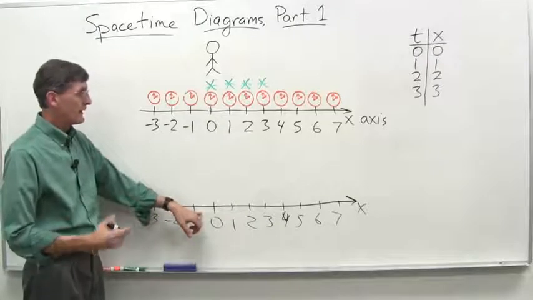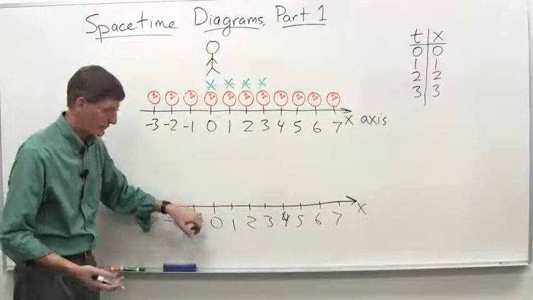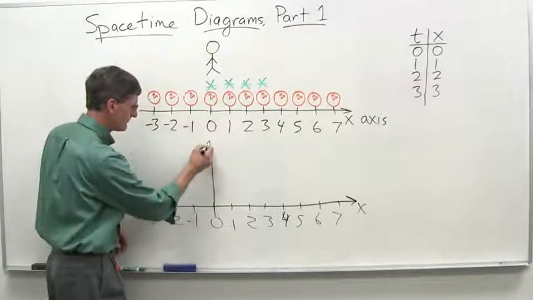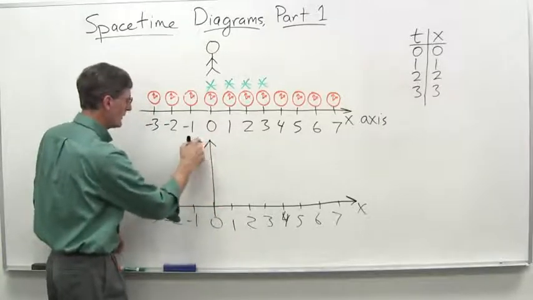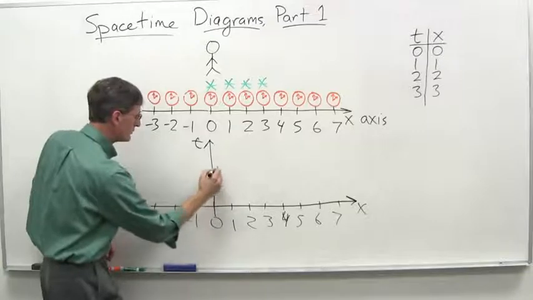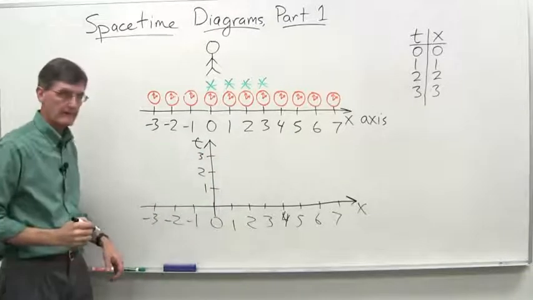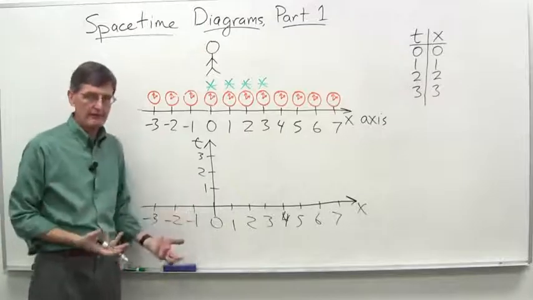And now we're going to add a time axis. Okay, and we're going to do it right along here at the origin. Time there. And do 1, 2, 3. So essentially we're creating a plot here.